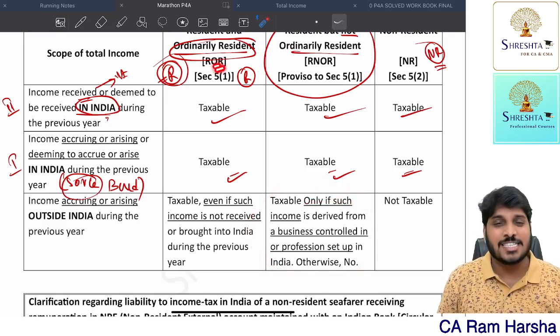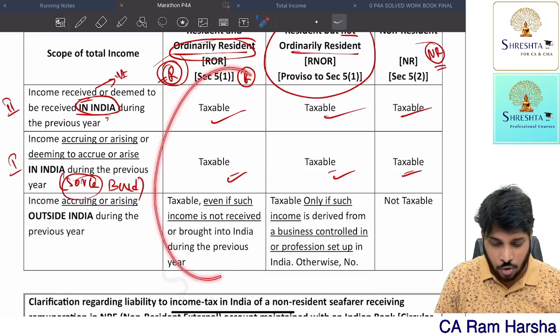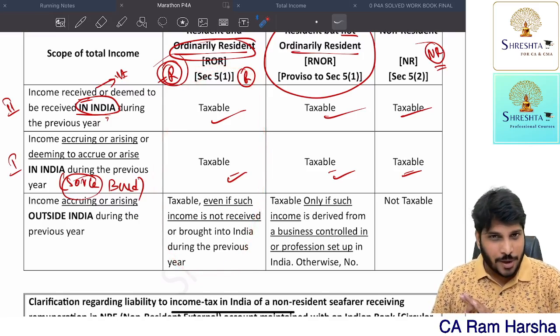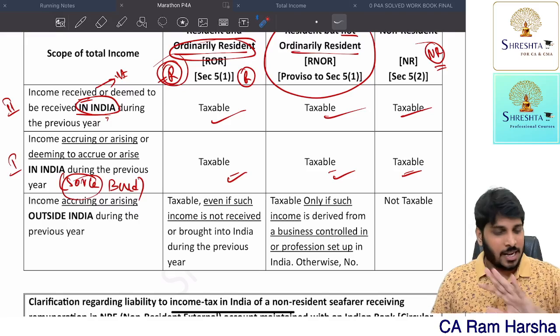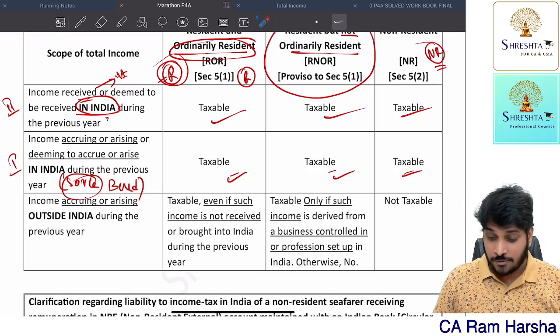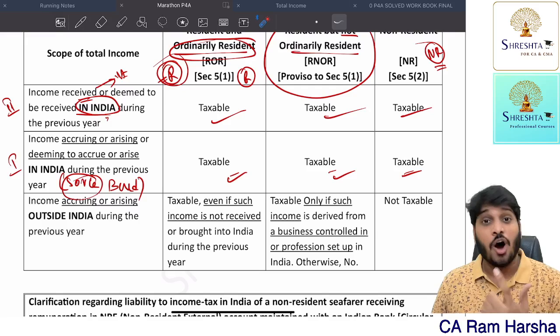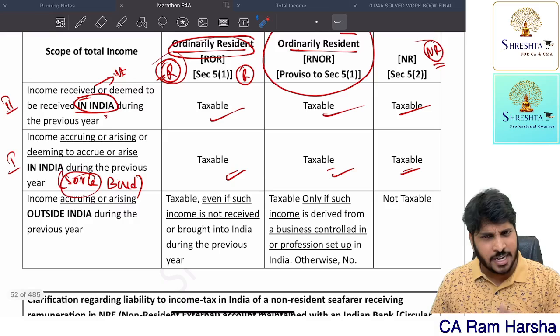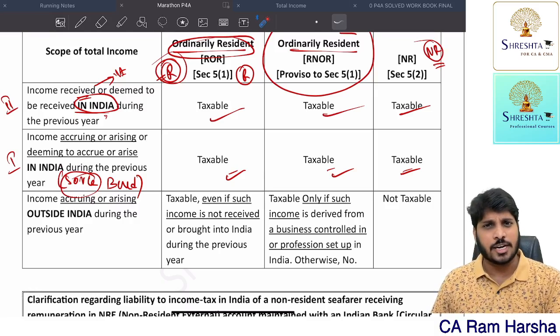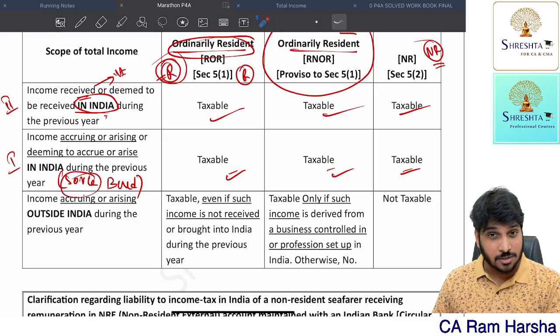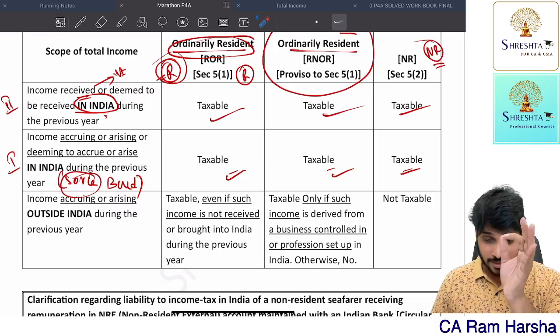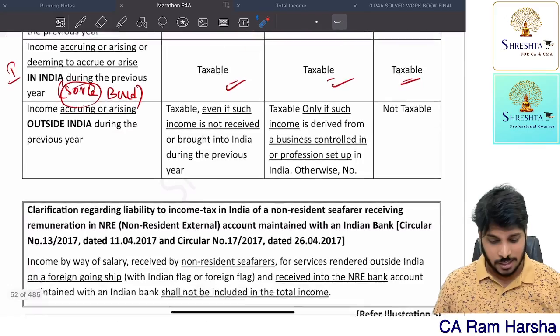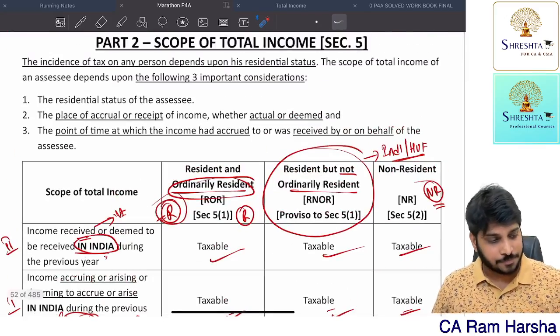Remember, for resident and ordinarily resident, global income is taxable. We don't see where it accrues or where it is received. Straight away it is taxable. For non-resident, source must be in India or receipt must be in India. For RNOR, same, source must be in India or receipt. If both are outside, not at all taxable. However, if it is from a business controlled from India, or a profession set up from India, then again taxable. So this is regarding scope of total income.